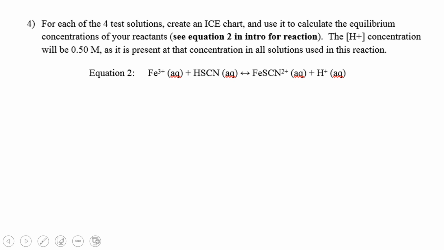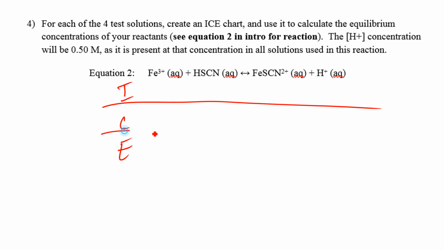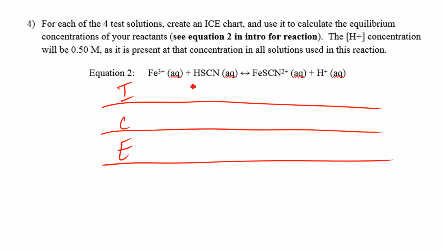So taking a look at problem 4, you want to make an ICE chart. So now that you've found your initial concentrations and an equilibrium value, you want to make an ICE chart. So remember, you're using equation 2, so you're going to draw out an ICE chart, and then you're going to look back through your calculations and say, what do I know here?